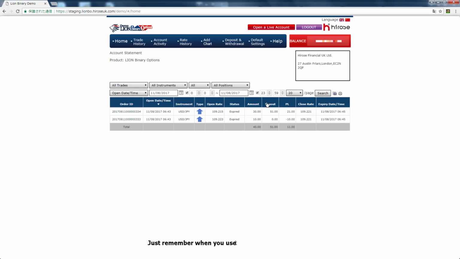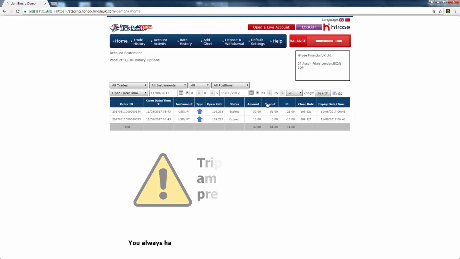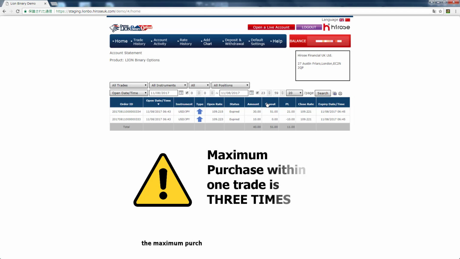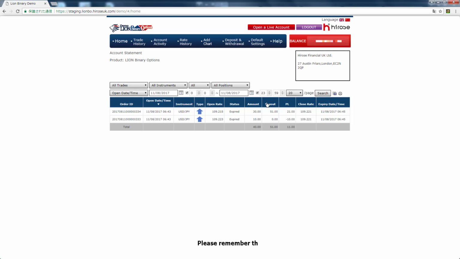Just to remember, when you use this Martingale strategy, you always have to triple the purchase amount of the first purchase when you make the second purchase. The maximum purchase you can make within a single trade is 3 purchases. So you can't go over 3 purchases. So just remember this.